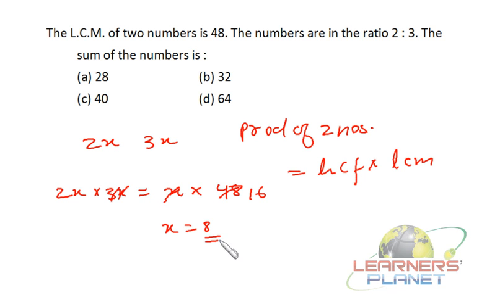x will be 8. So the numbers will be 2 eights are 16 and 3 eights are 24. So the sum of 16 and 24 will be 40. Okay, so this is the correct choice.